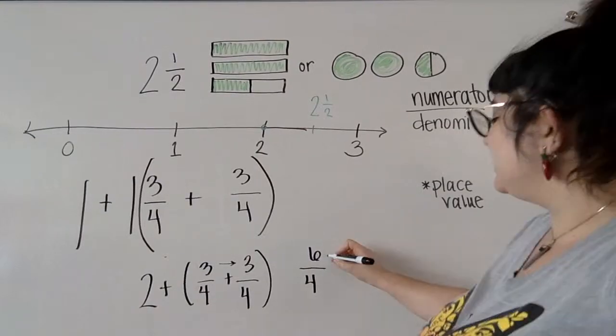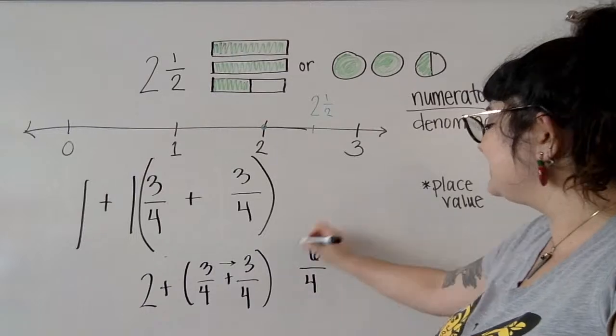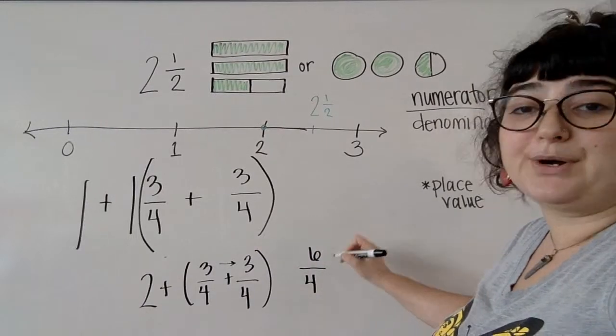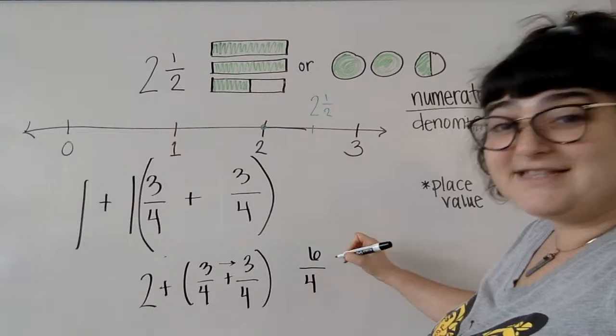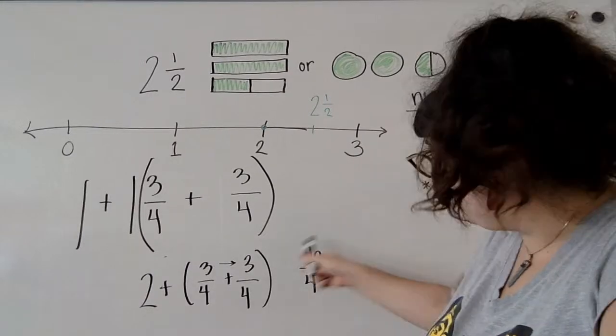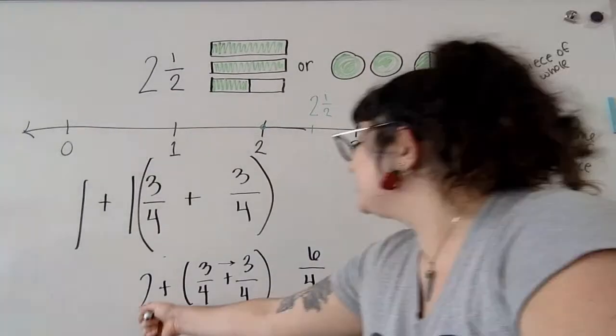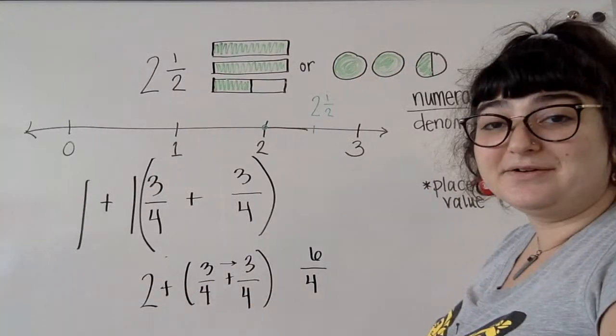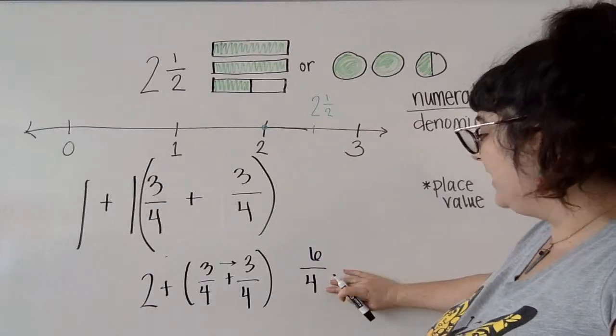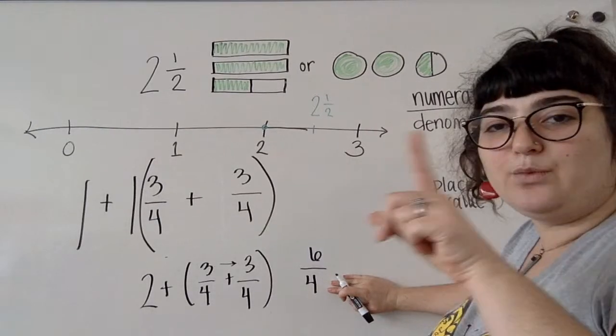Now the thing with 6/4 is that this is actually an improper fraction. And it's improper because there is a one whole in here that we need to take out and add to our other whole number. How do I know when a number is equivalent to one whole?